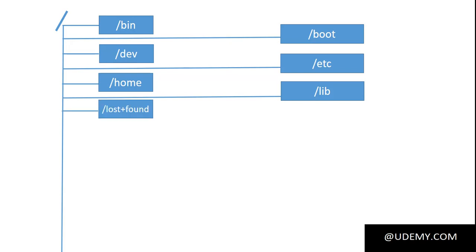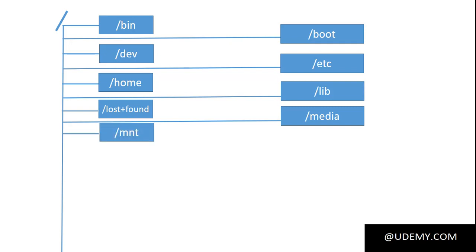Then you will have the /lost+found directory. You will find it if you have an ext4 file system. It is used in case of data recovery. Then we have /media. It is used for auto mounting of removable media. For example, if you plug in your USB drive or CD drive, it will be automatically mounted in /media. Then there is /mnt. It is the same as /media, but it is used for manual mounting instead of auto mounting.